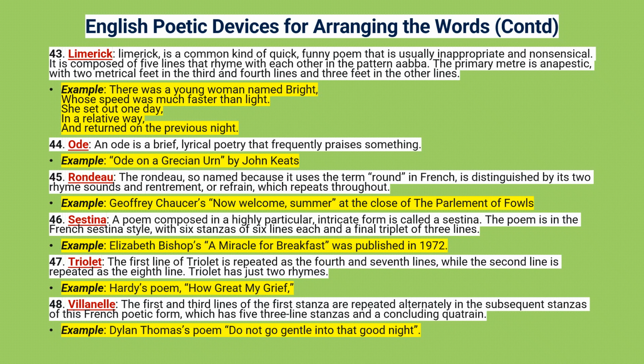In this slide, students, we are going to discuss a few more poetry devices for arranging the words and stanzas. The first one given over here is limerick. Limerick is a common kind of quick, funny poem that is usually inappropriate and nonsensical. It is composed of 5 lines that rhyme with each other in the pattern A, A, B, B, A. The primary meter is anapaestic with 2 metrical feet in the third and fourth lines and 3 feet in the other lines. The example is given to you.